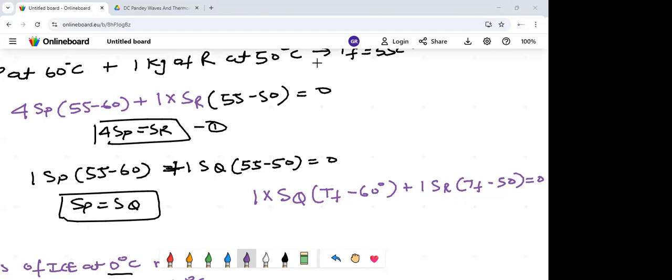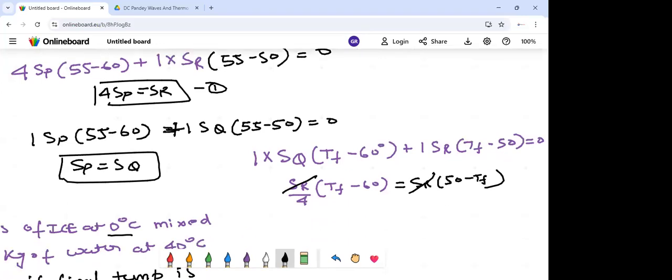I think your second answer is also correct. So we'll put this as SR by 4 (T final minus 60) equals SR (50 minus T final). This and this will get cancelled. So I think T final here will come as 52 degrees Celsius.